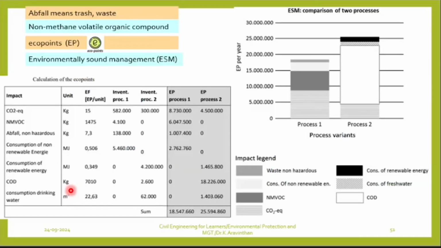This is a research article. They have done research on a single organization. They take a parameter called EP. Have you heard about EP? Ecological point. How does a well-developed country work? I will give you a small example.